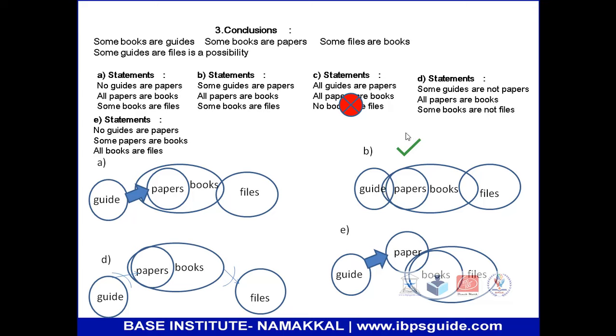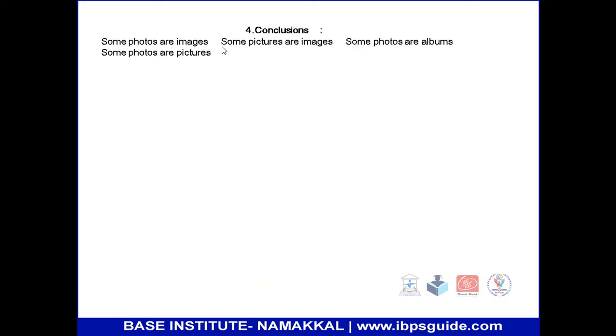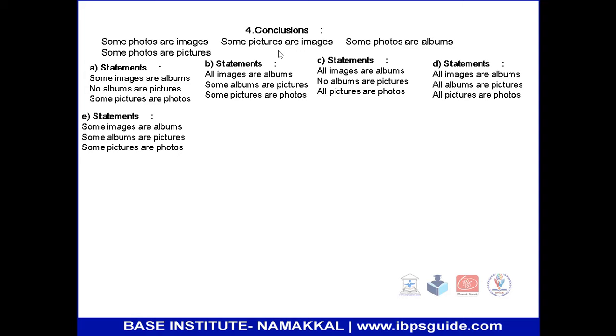Okay guys, let's move on to the next question. The conclusion sentences are: some photos are images, some pictures are images, some photos are albums, some photos are pictures. There are no possibility sentences. Friends, here we should use the first step, comparing the sentences whether positive or negative with the statements. There are no negative sentences in the conclusion, so guys we can neglect both A and C. Next, looking at the second step, read the sentences in between the lines. Using the second step, we could not exclude any statements. Okay, then we can move on to the Venn diagram.